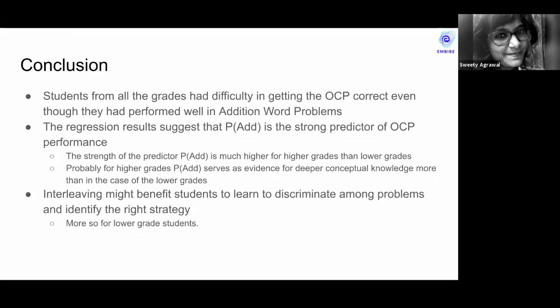So with this, I would like to conclude my presentation: students from all the grades had difficulty getting this subtraction problem correct, even though they had performed well in the addition problem. However, we see that the performance in addition is a strong predictor for students getting the subtraction problem correct, which is an out-of-context problem. And the strength of the predictor P-add is higher for higher grades compared to the lower grades. We think that this could be because, for higher grades, P-add might serve as evidence for deeper conceptual knowledge than in the case of lower grades.